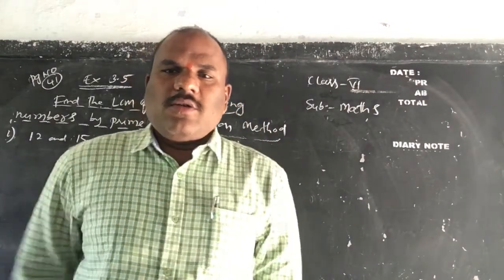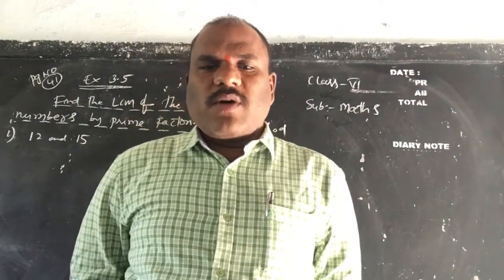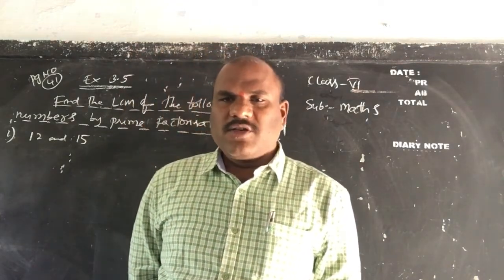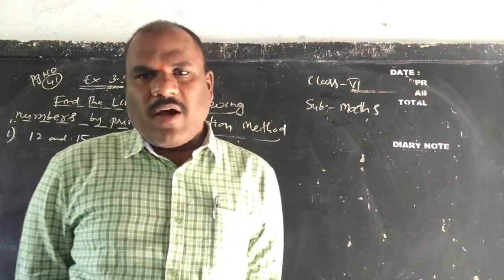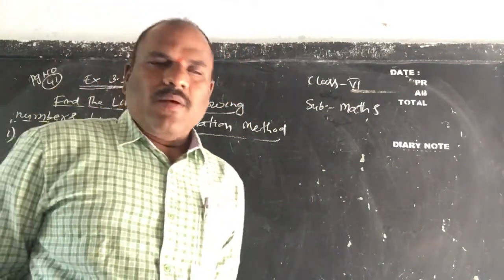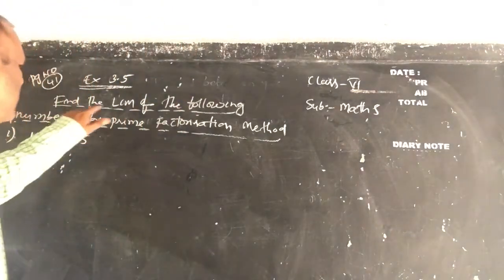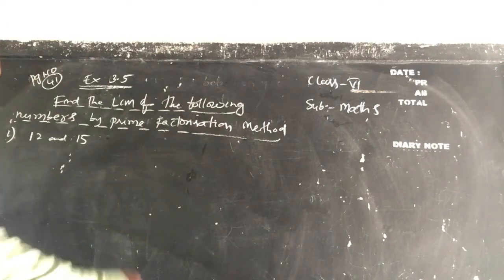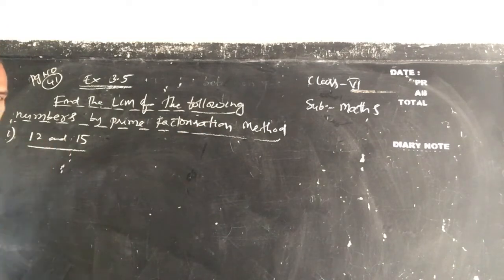Good morning, students. Today I am going to explain finding the LCM by the prime factorization method, children. That is exercise 3.5, page number 41. So let us discuss one by one. First, find the LCM of the following numbers by prime factorization method. The first one, children, is 12 and 15.